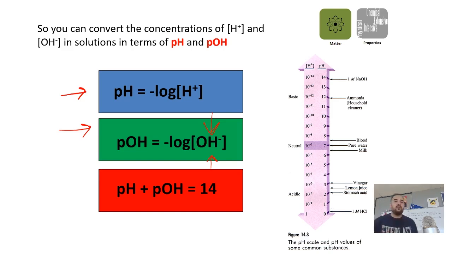Now, one other thing you need to know is your pH and your pOH need to always equal what? They need to equal 14. So if you have a pH of 7, what is your pOH? And then that equals your 14. So these 3 formulas are what you're going to need to solve the first few problems that we're about to solve.